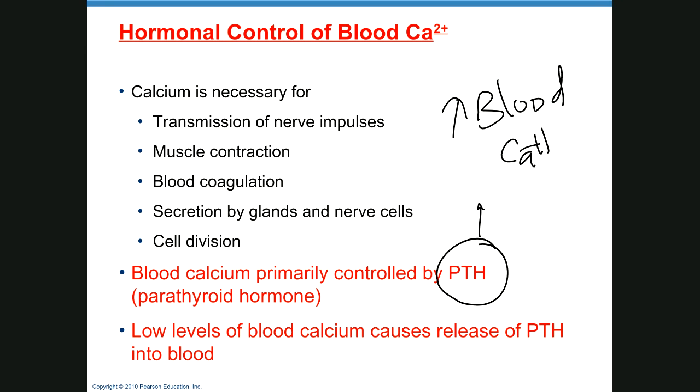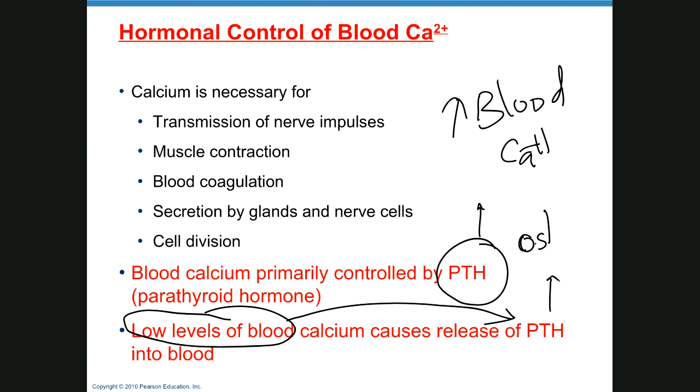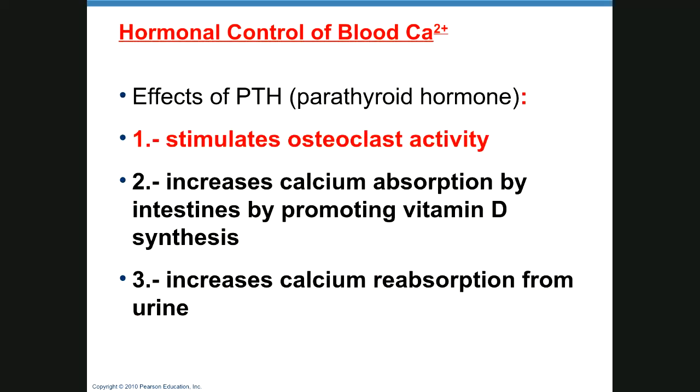So when we have low blood calcium, that triggers the production of PTH. PTH is going to stimulate osteoclast activity. Osteoclasts break down bone tissue, and the broken down calcium will be secreted into the blood, increasing blood calcium levels. So PTH is going to stimulate osteoclast activity.